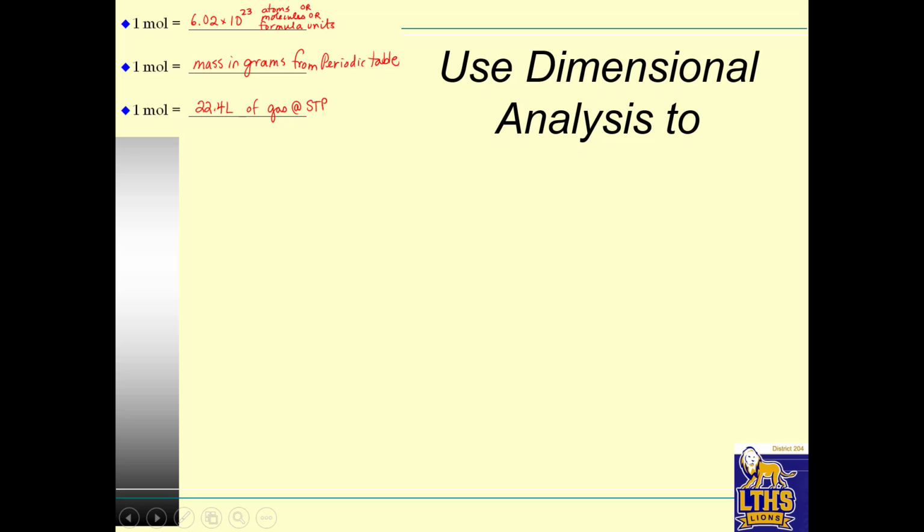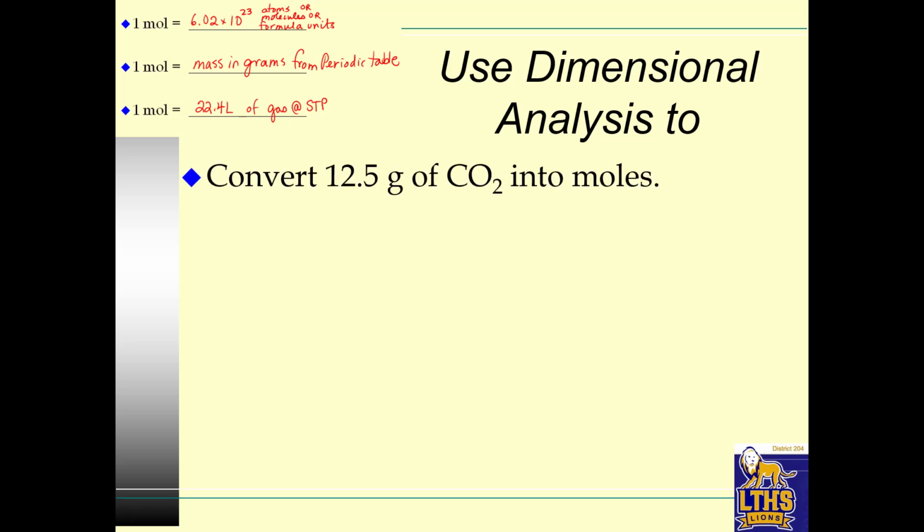Okay. So use dimensional analysis to convert 12.5 grams of carbon dioxide into moles. So I'm going to say 12.5 grams of CO2. I want this to be moles, so I have to cancel out grams and get to moles. How do I know it's only 1 conversion? Because here's moles and grams right there. But this is all carbon dioxide this whole time, not changing its identity. 1 mole from the periodic table has a mass of 44.01 grams.